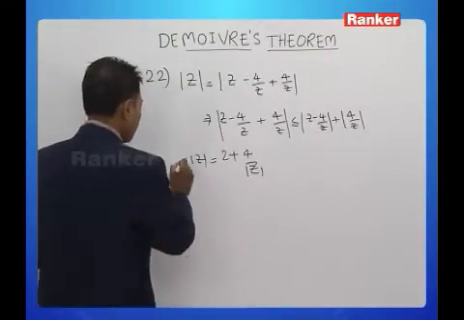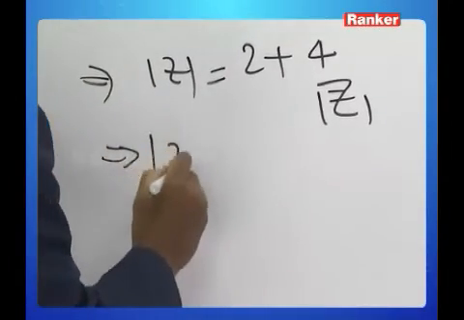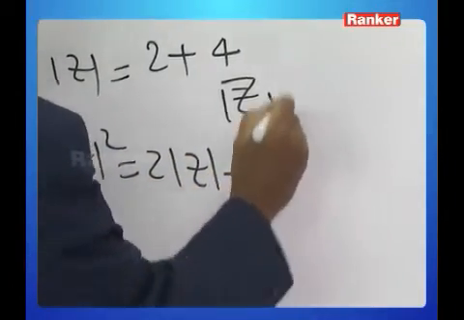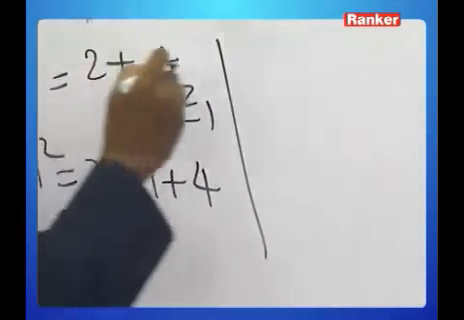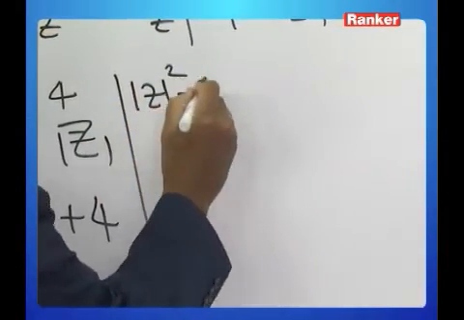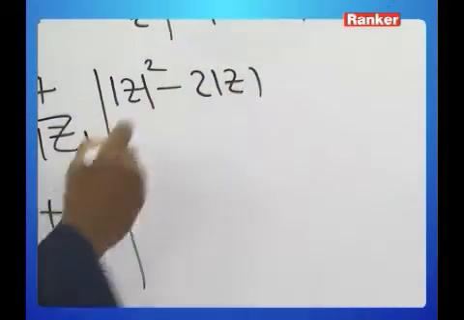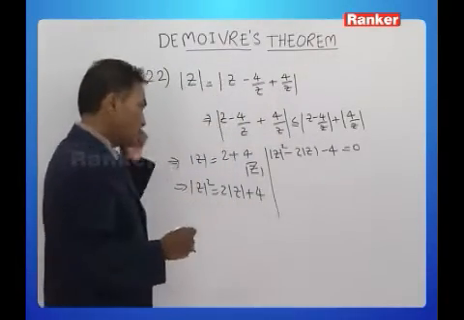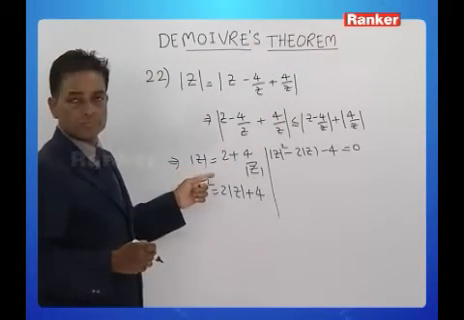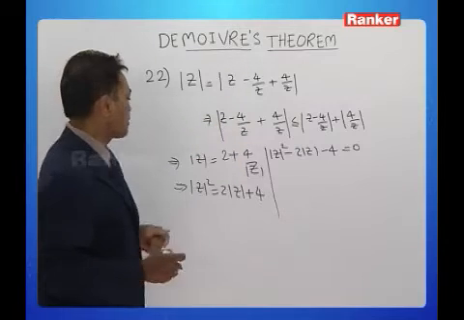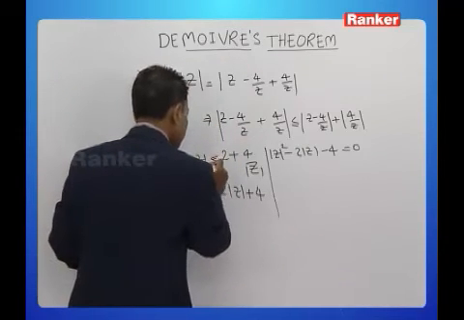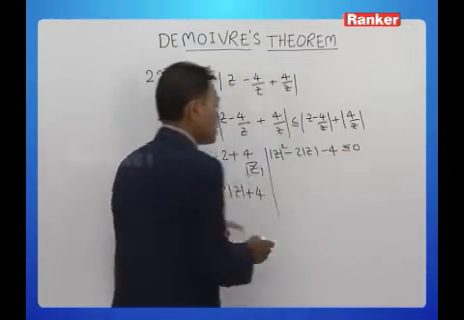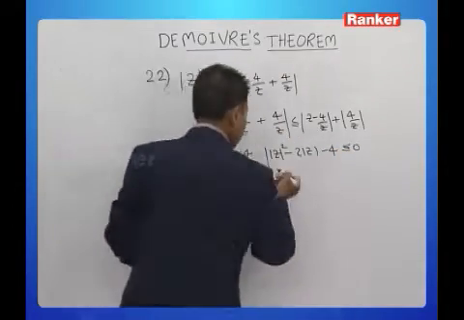Now if you take quadratic, mod z is less than or equal to 2 plus 4 by mod z, that is mod z square less than or equal to 2 into mod z plus 4. Now take everything to the left hand side. It is in the form of x square minus 2x minus 4, less than or equal to 0. Now this is an inequality. So what are the roots here?